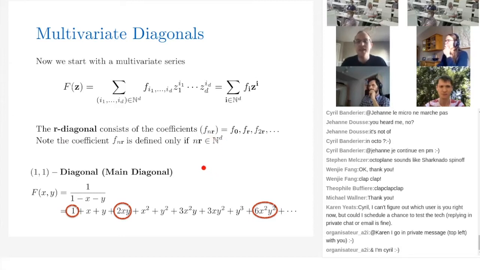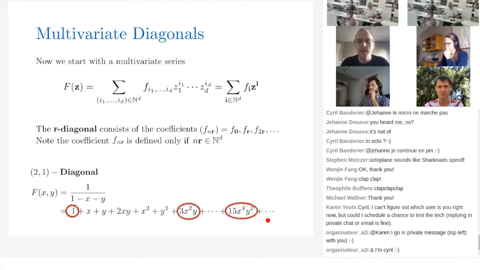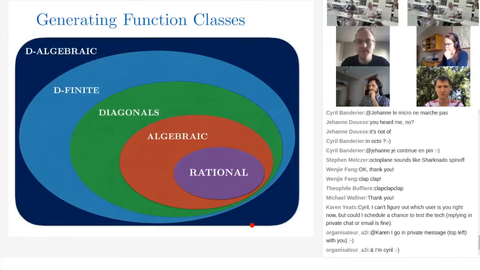So for instance, the main diagonal, if you set r equal to all ones, these are the terms where all the exponents are equal. So if I take this rational function here and I expand it out, I get the constant, the coefficient of x to the 1, y to the 1, the coefficient of x squared, y squared, and so on and so on. If I looked at the 2, 1 diagonal, then again I'd have the constant. Now I have x squared, y to the 1, x to the 4, y to the 2, and so on and so on.